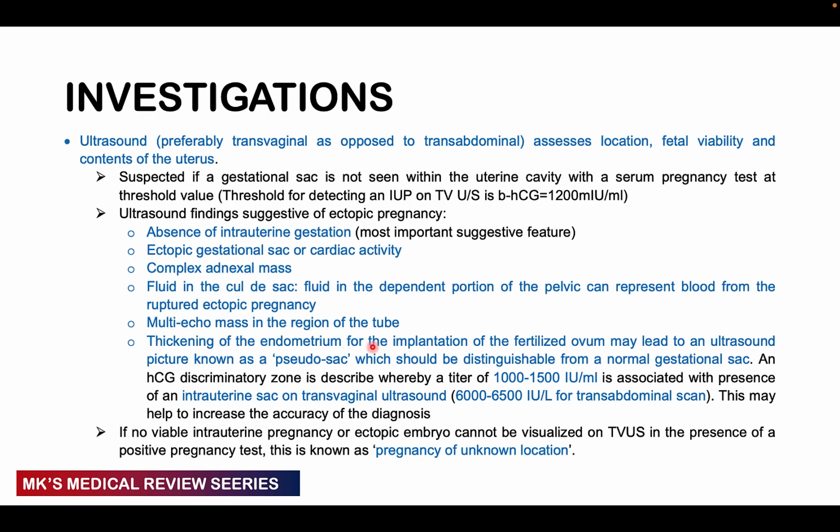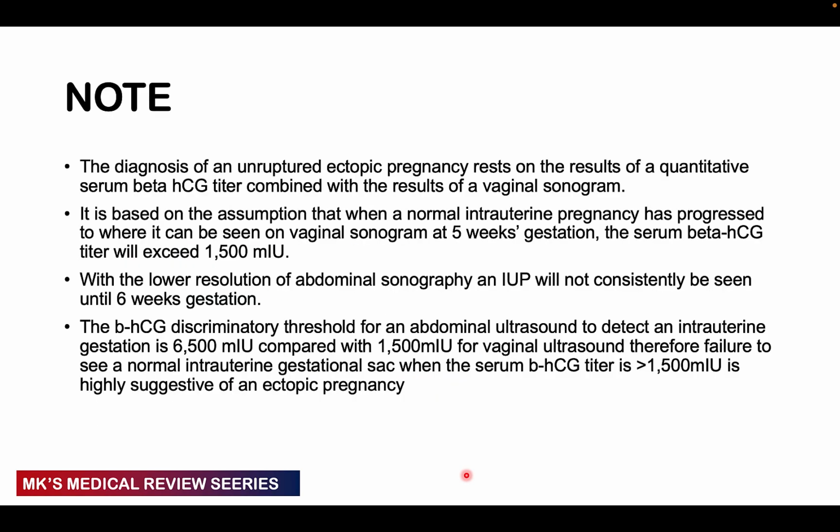Sometimes if there is no viable intrauterine pregnancy or ectopic embryo that can be visualized on the transvaginal ultrasound in the presence of a positive pregnancy test, then you call this an ectopic pregnancy of unknown location. Remember that the diagnosis of an unruptured ectopic pregnancy rests on the results of the quantitative serum beta HCG titers combined with your vaginal sonography, that's your vaginal ultrasound.